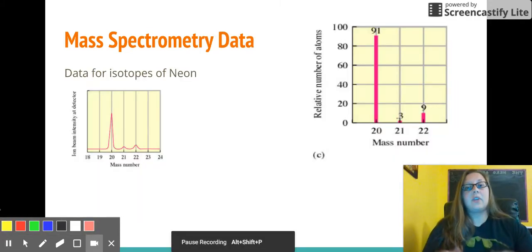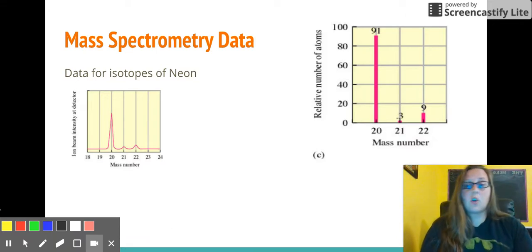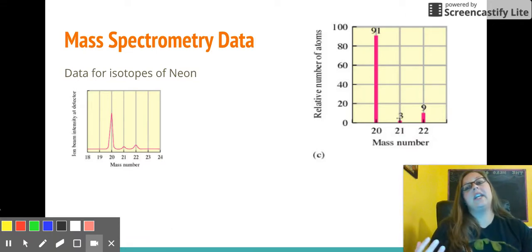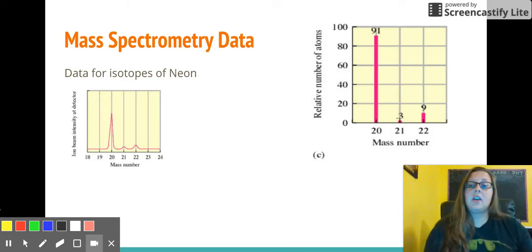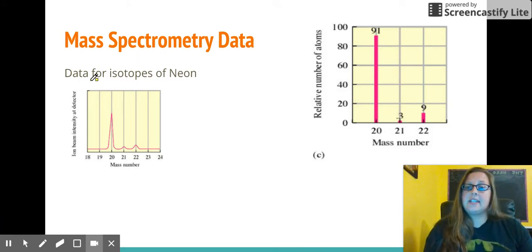So now that we know how a spectrometer works, the question is, how in the world do we get data and interpret that data? So this that you see right here is data for the different isotopes of neon. So you'll get an ion beam intensity, so that's your detector, versus the mass number. And so you see how we have three little humps here. We have 1, 2, 3.